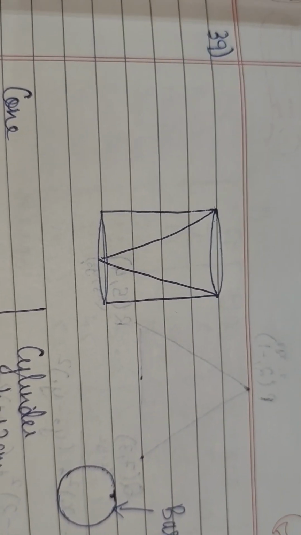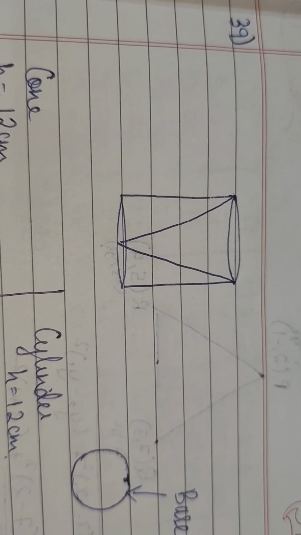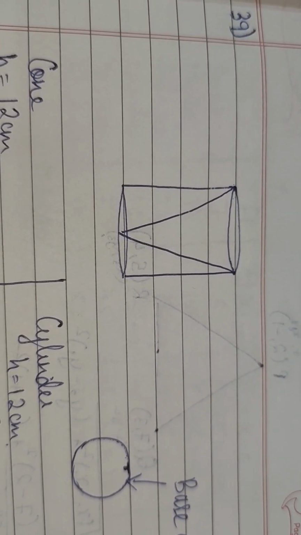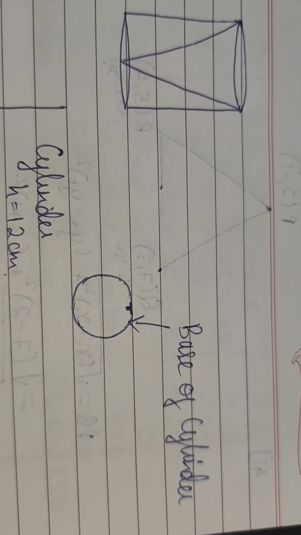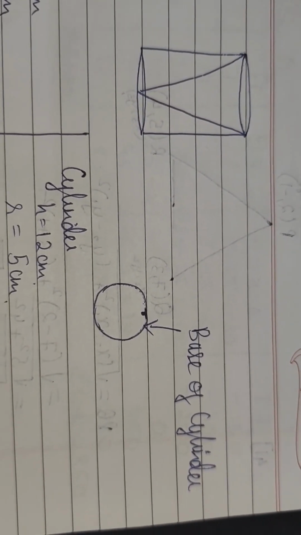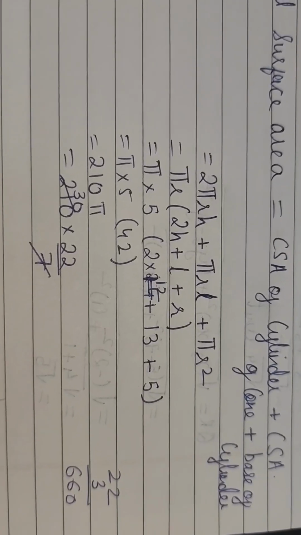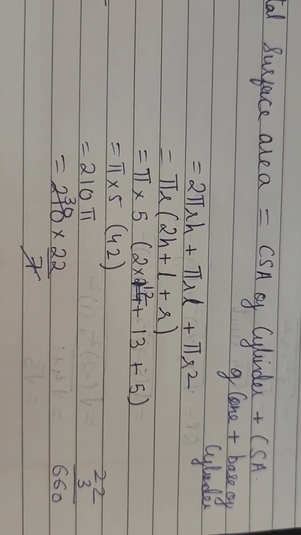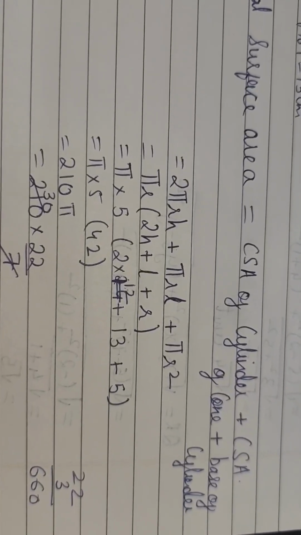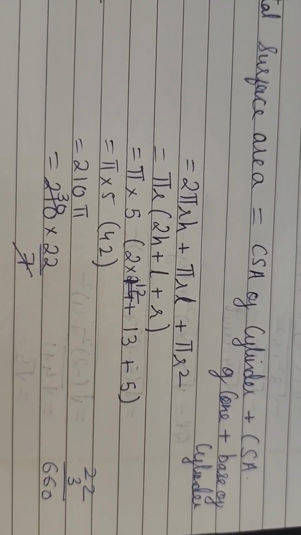So first what I will remove? CSA of cone plus CSA of cylinder plus base of a cylinder. Down part also is there, no? So CSA of cylinder will be 2 pi r h plus pi r l plus pi r square. What is common? Pi r bracket 2h plus l plus r.